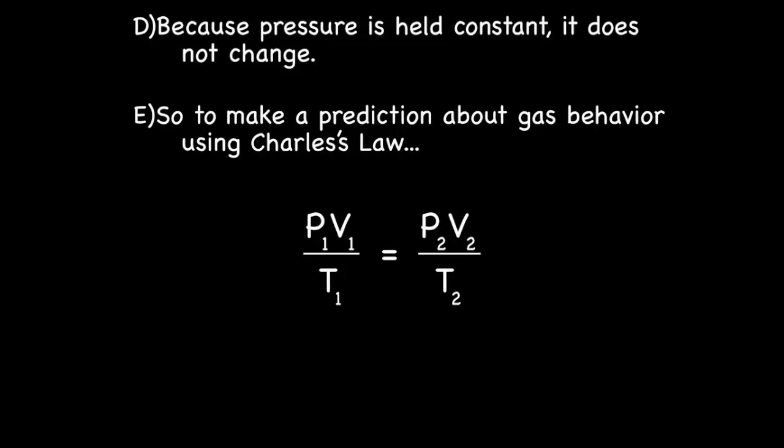Now remember, we're holding pressure constant. Charles is only interested in volume and temperature. So when we're making a prediction about gas behavior using Charles's law, we're still going to use the formula P1 V1 over T1 equals P2 V2 over T2. However, we get to ignore pressure. We just ignore it. It's just not there. So we're going to just use V1 over T1 equals V2 over T2.